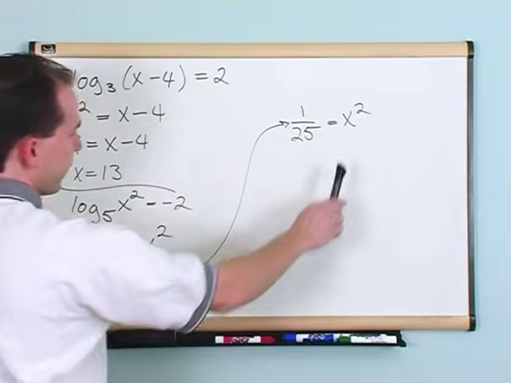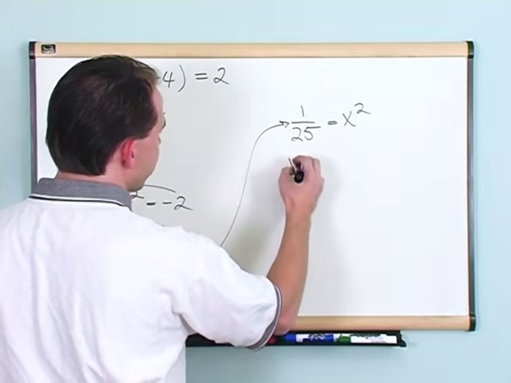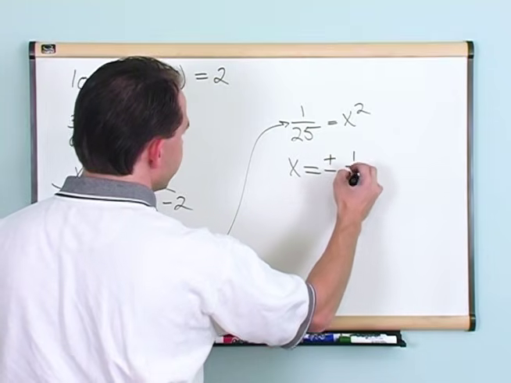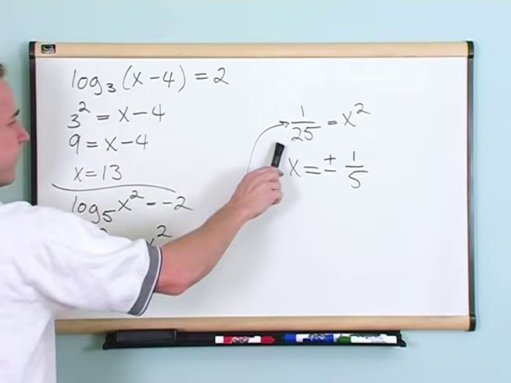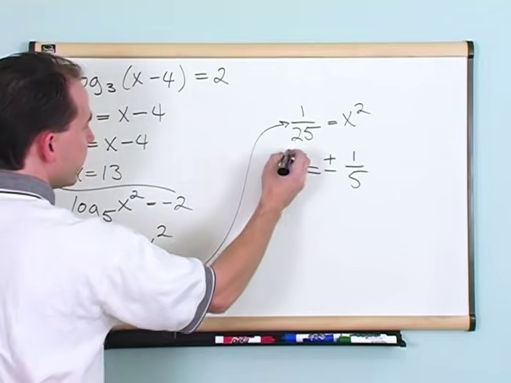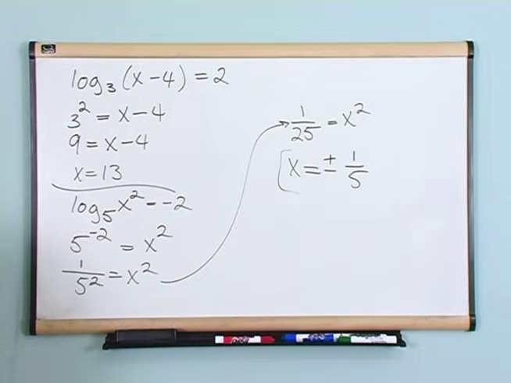And of course, to solve for x, you take the square root of both sides. So x is going to equal plus or minus 1/5. Plus or minus square root of this side. Square root of 1 is 1. Square root of 25 is 5. So you'd have two answers, plus or minus 1/5.